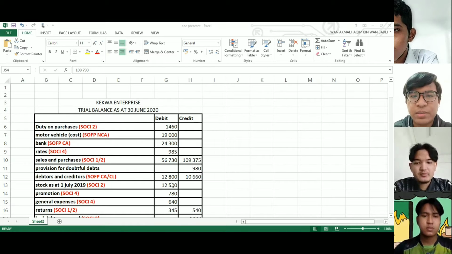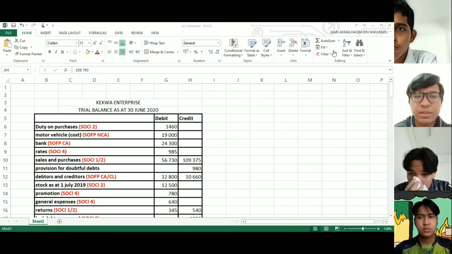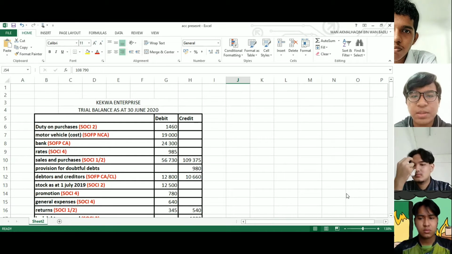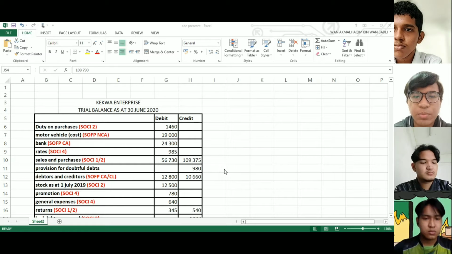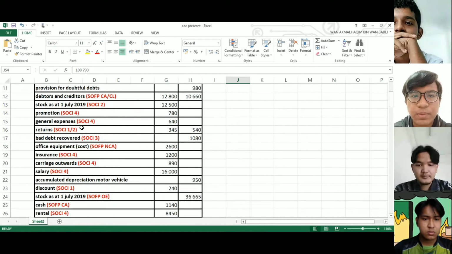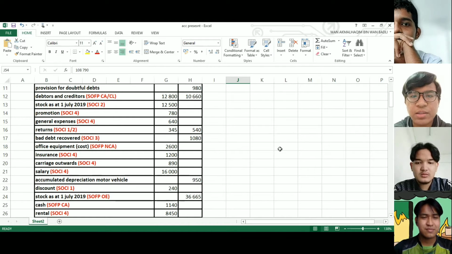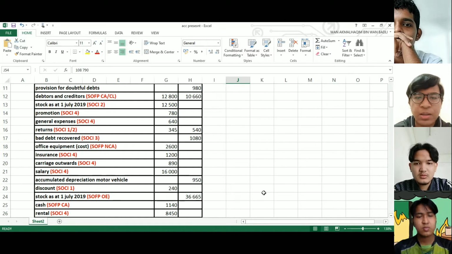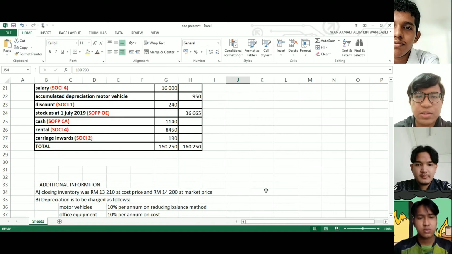So, K1 Enterprise trial balance as at 30 June 2020. The purchase is SOCI 2, motor vehicle SOFP non-current asset, then sales and return, sales and purchase SOCI 1 and 2, provision for doubtful debts, debtors and creditors SOFP current asset and current liabilities, stock at 1 July 2019 is SOCI 2, promotion SOCI 4, general expenses SOCI 4, returns SOCI 1 and 2, bad debt recovered SOCI 3, office equipment SOFP non-current asset, insurance SOCI 4, carriage outwards SOCI 4, salary SOCI 4, drawings, motor vehicle, discount SOCI 1, capital SOFP owner's equity, cash SOFP current asset, rental SOCI 4, and carriage inward is SOCI 2.